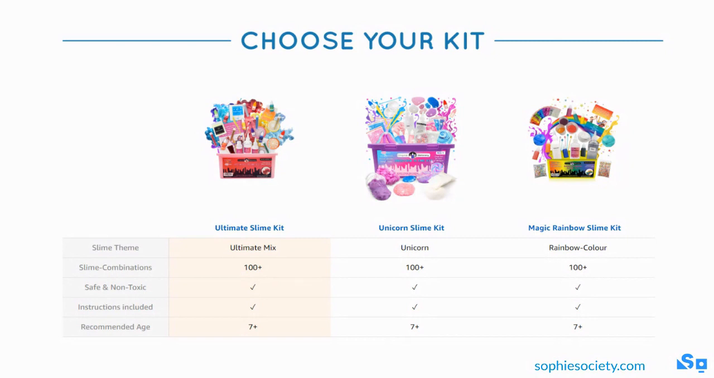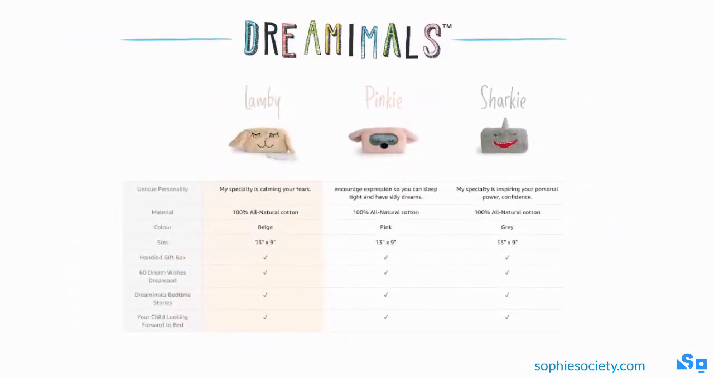All of them are good for all the way down to 7-year-old kids. Here's another example of using that kind of checkbox style. Now, this is really, really good for this brand because they have different characters associated with their products. So there's Lambie, Pinky, and Sharky. And this allowed them to highlight the quote unquote unique personality of each one. So Lambie is for calming fears, Pinky is for expressing silly dreams, and Sharky is for personal power and confidence.